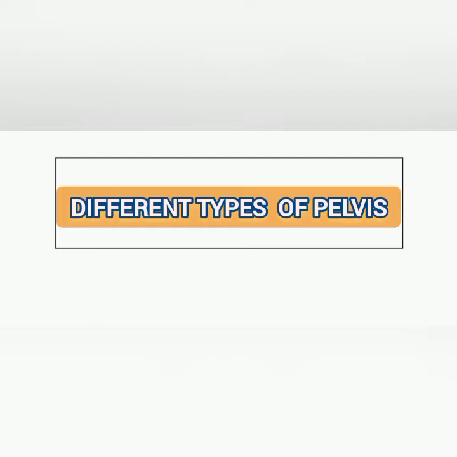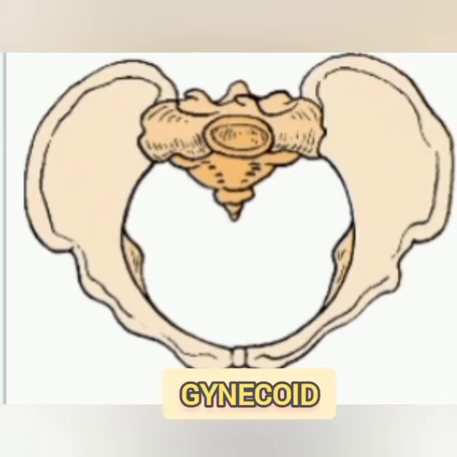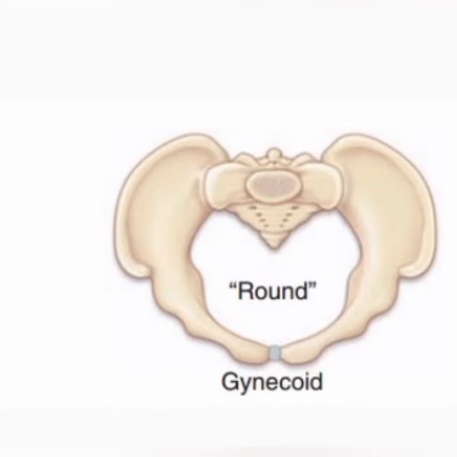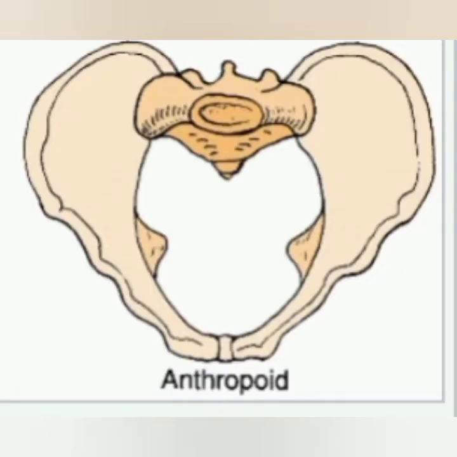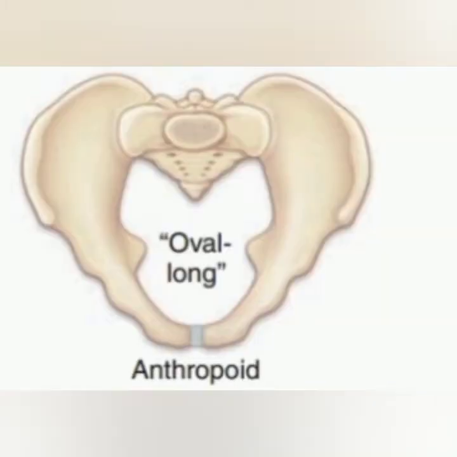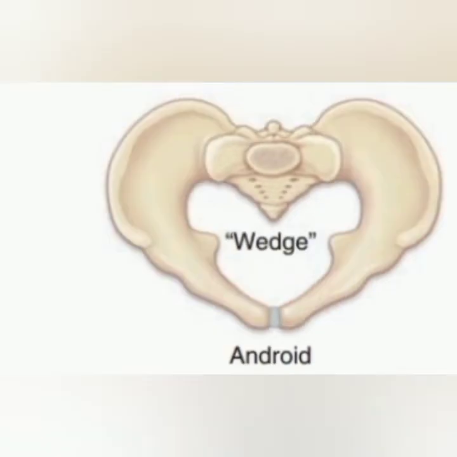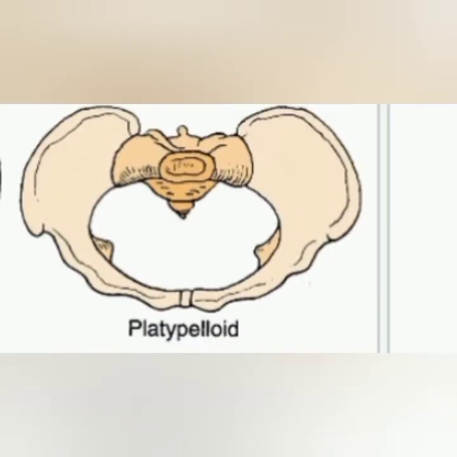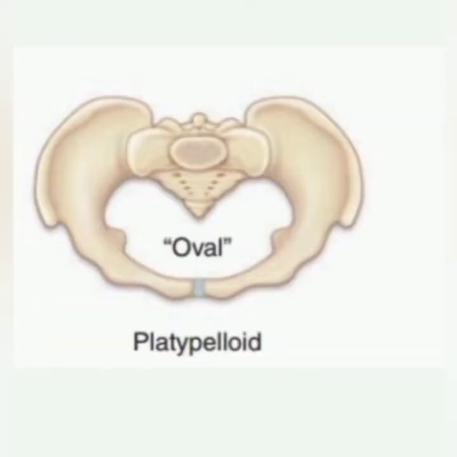Now let us discuss about the different types of pelvis. First is the gynecoid pelvis. It is round shape. Try to remember this figure. Coming for the next pelvis is the anthropoid pelvis. The inlet is oval and long. Then coming for the android pelvis, which is wedge in shape. The inlet is wedge shape. Then the platypelloid pelvis, which is common in chimpanzees, and it is oval shaped.